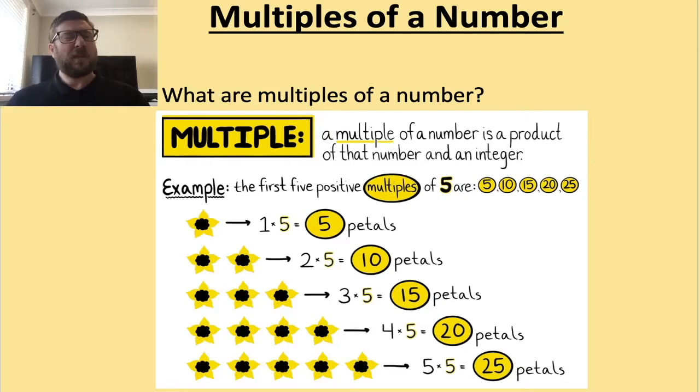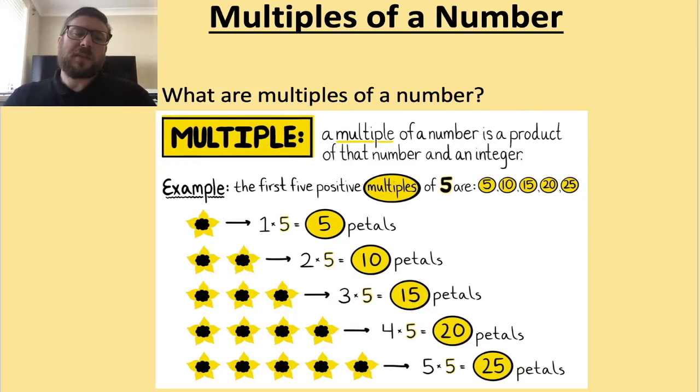So a multiple is kind of just like our times tables. Our times tables are multiples of our numbers. So our 7 times tables are our multiples of 7. Our 8s are multiples of 8. 9s and 10s are multiples of 9 and multiples of 10. So if you needed to find all the multiples of 10, you would go 10, 20, 30, 40, 50, 60, 70, 80, 90, 100, continue and continue.